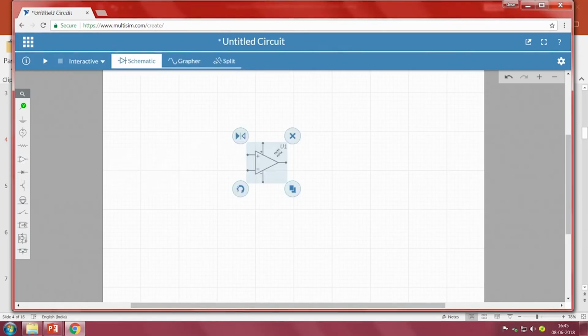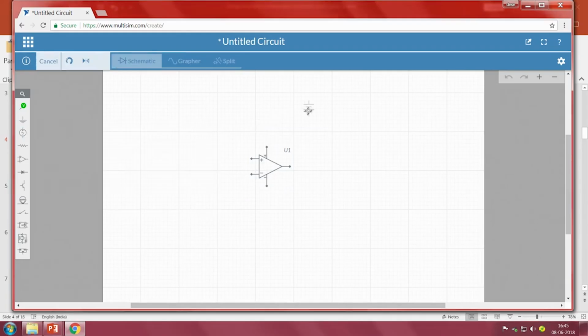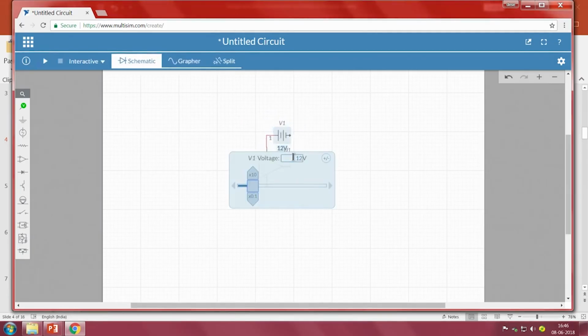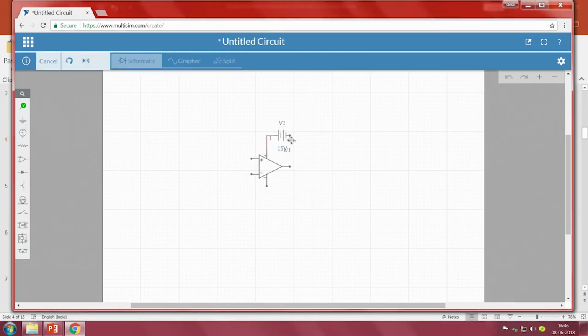I will take a 5-terminal op-amp, because plus VCC and minus VCC are very important to understand whether it goes into saturation or not. That is the reason I am taking plus VCC and minus VCC too, and I will take some DC voltage sources. I want to operate my system with 15 volts, so I change the input voltage to 15. The positive is connected to the positive terminal and the other terminal should be connected to the ground. So I am connecting it to the ground.